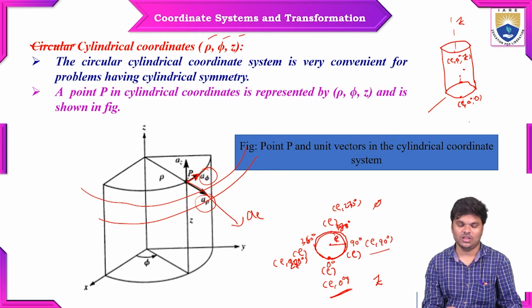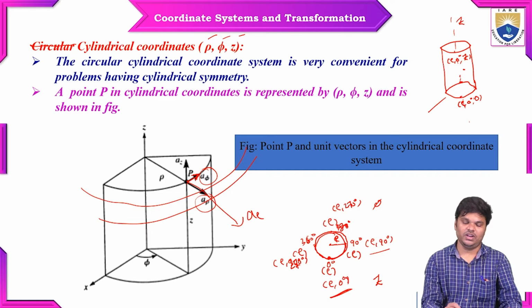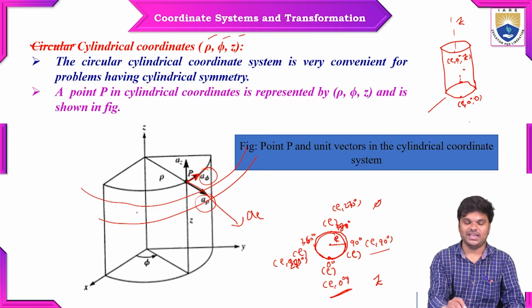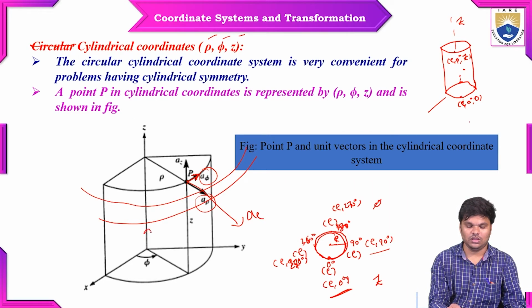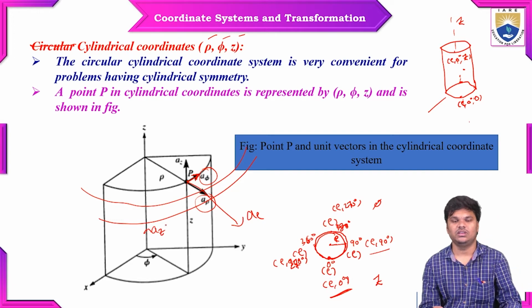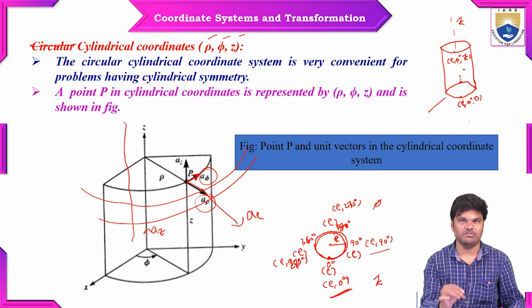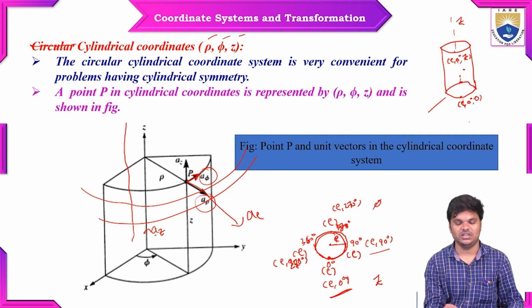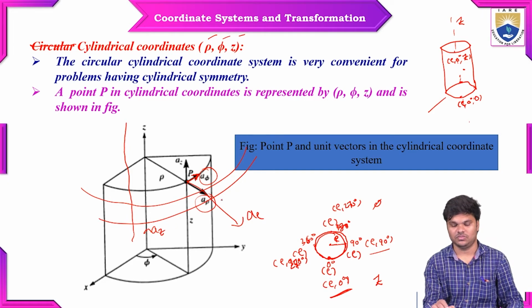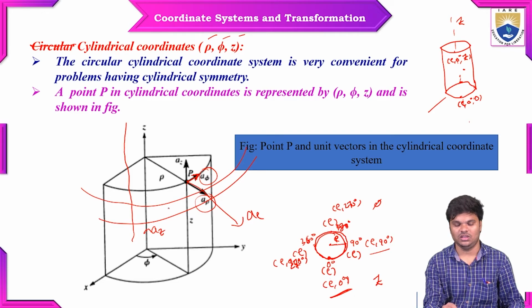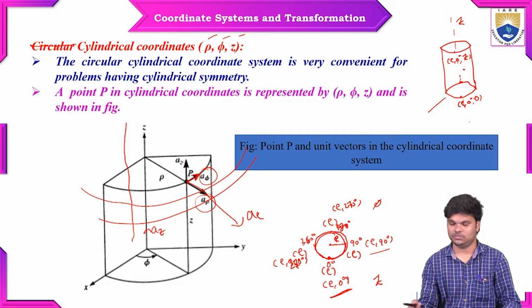And when it comes to the z axis, Az, if we go in this direction, then we have increasing values of z. So that's why Az's direction is like this. You can see here, Az is pointing upwards.